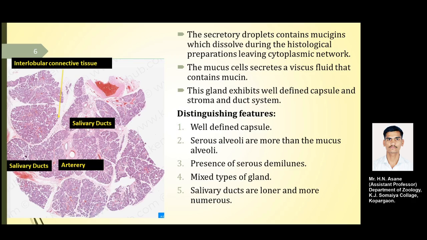In the submandibular gland, the serous elements are more than the mucous elements. The secretory viscous fluid that contains mucigen is the secretory product of this gland. These glands exhibit a well-defined capsule and stroma, and the duct system of this gland is well defined. The secretory droplets contain the mucigen, which dissolves during the histological preparations.